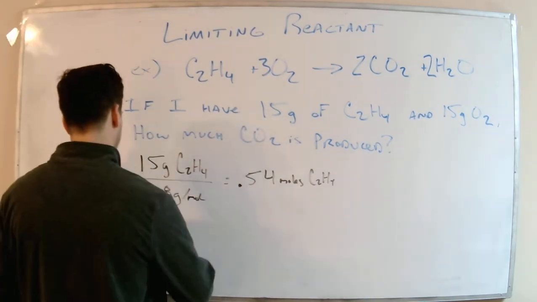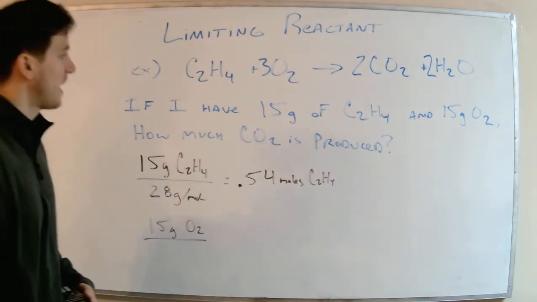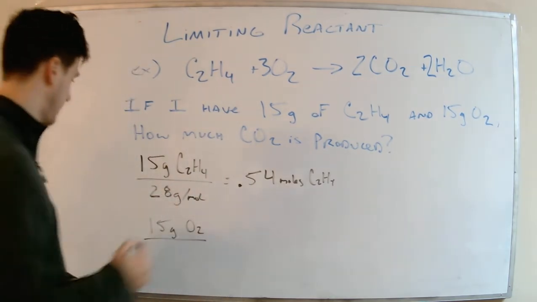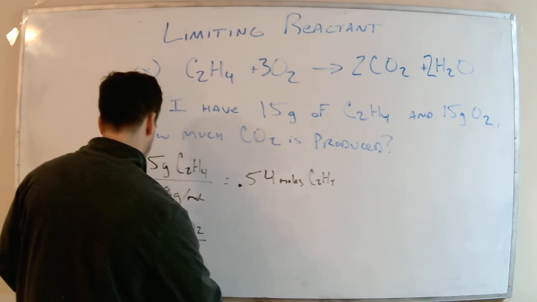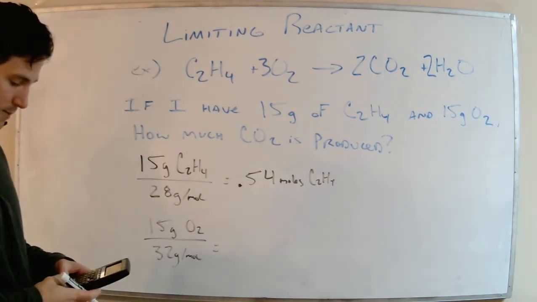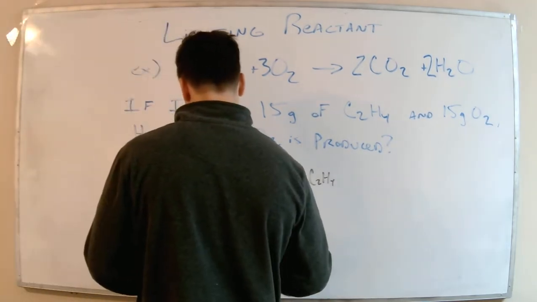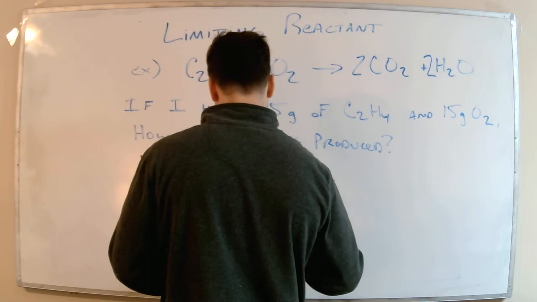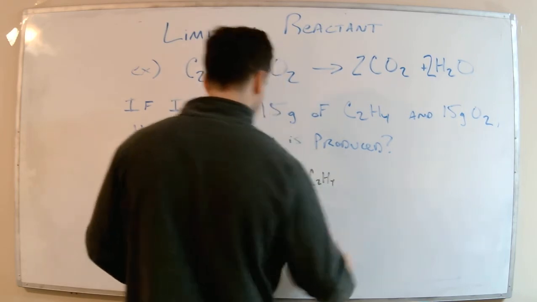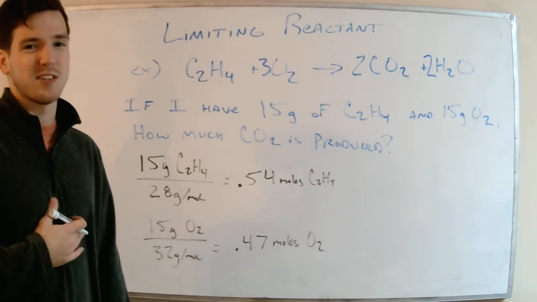I'm going to do the same for the oxygen as well. So I have 15 grams of O2, and I'm going to divide by the molar mass of O2, which is 32 grams per mole. So 15 divided by 32 is 0.47 moles of O2. And now you might be saying, can we determine which one's going to run out first now? No, we can't do that now, okay?